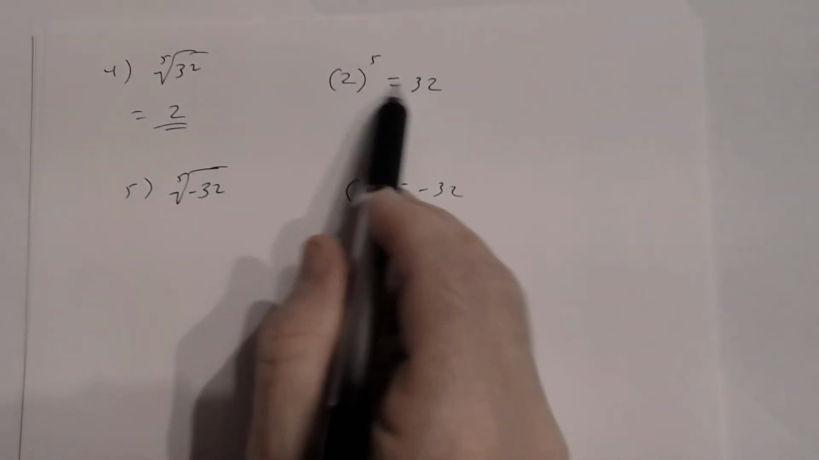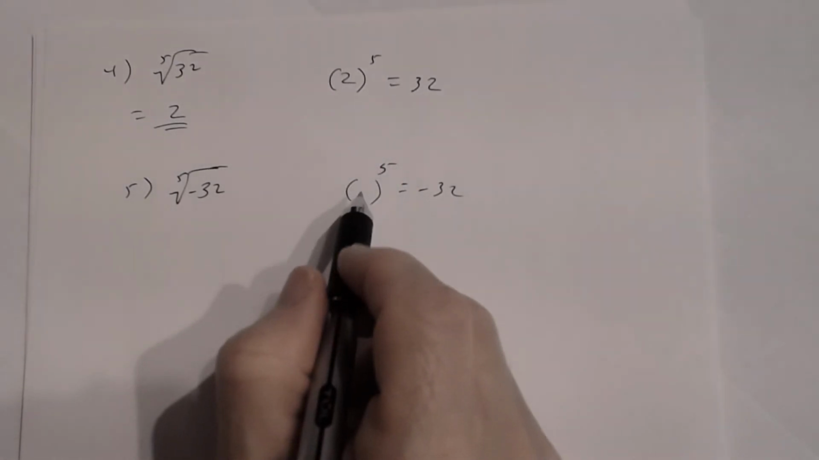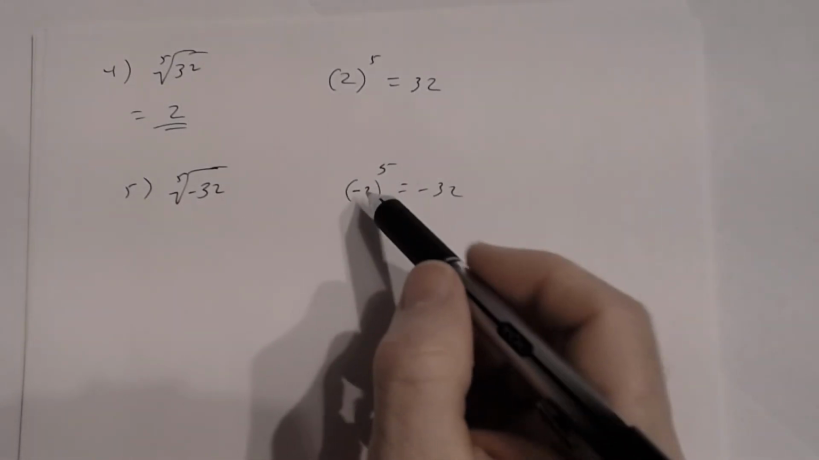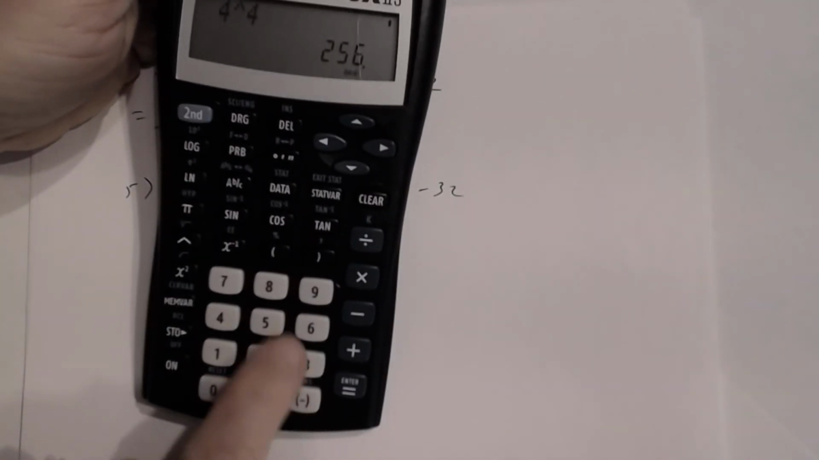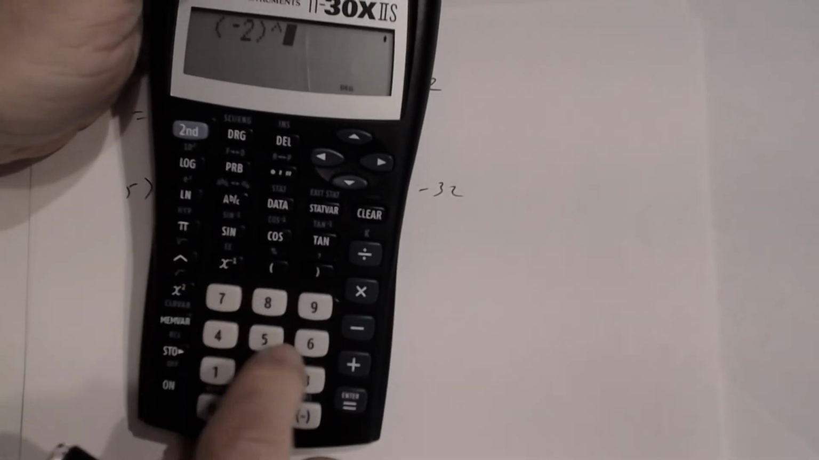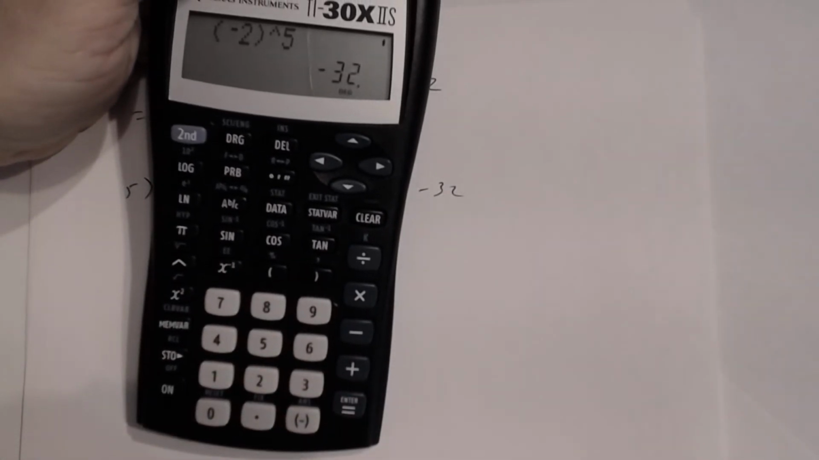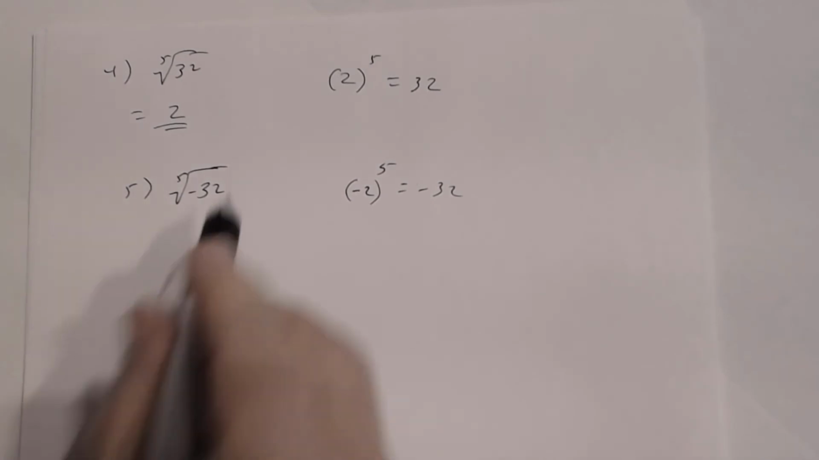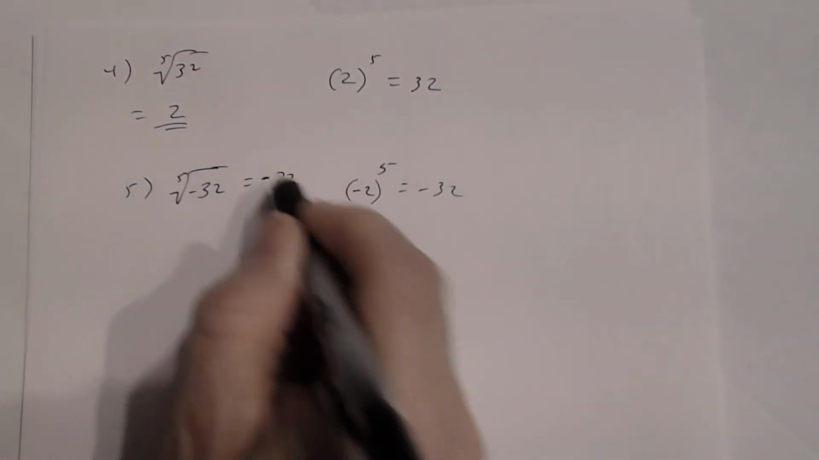And so basically you ask yourself, what times itself 5 times is negative 32? Well, if 2 to the 5th was 32, what do you think goes here? Negative 2. Because negative 2 to the 5th is negative 32. You can always check. Watch. Put that in parentheses, though. Negative 2 raised to the 5th equals negative 32. Okay? So that's going to be negative 32.